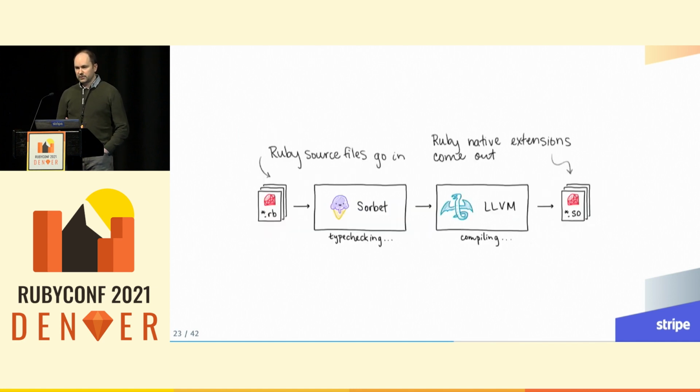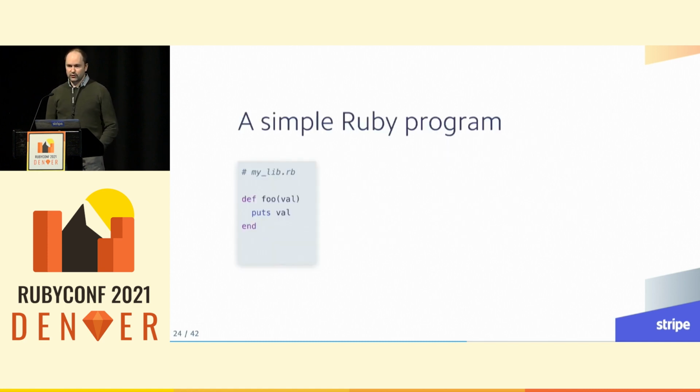So the final part of this pipeline is the native code that comes out of the code generator. So we emit shared objects, which use the RubyVM's C API for interacting with other Ruby code. So just to give you a quick introduction to what C extensions look like, in case you're not familiar, we have this program on the left, which lives in mylib.rb. It defines one function foo, which takes a val and is just going to print it out.